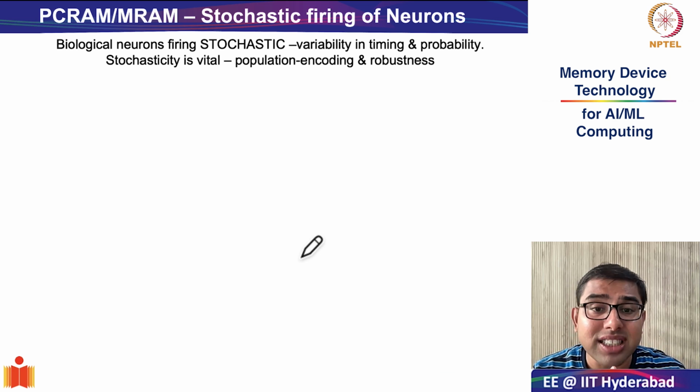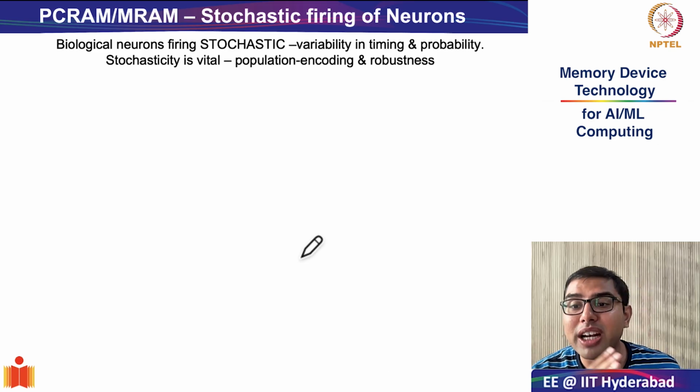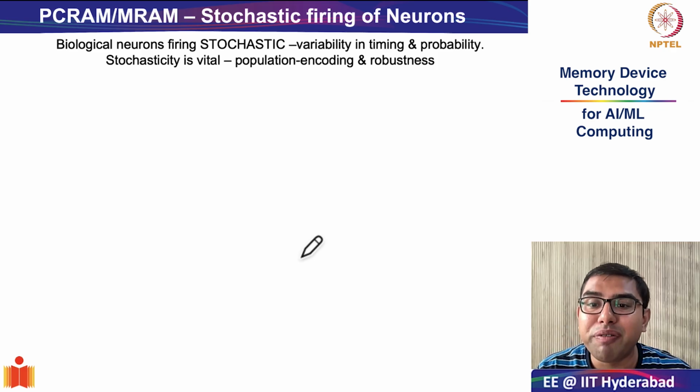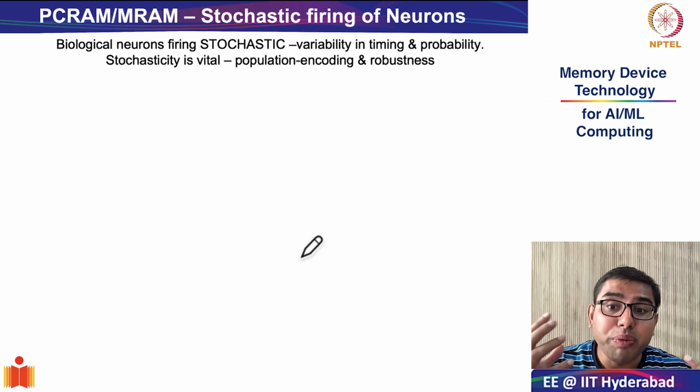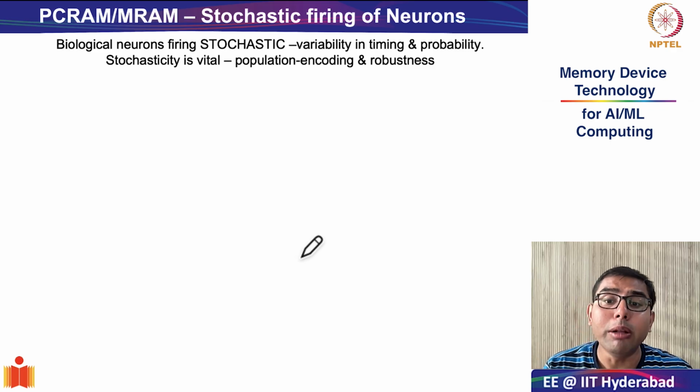And this stochasticity is not a disadvantage, as is in the case for von Neumann computing. It is actually a very important and powerful feature of the brain. And as we will see when we study spiking neural networks, it helps in building robust decision making under noisy environments using something called population coding.